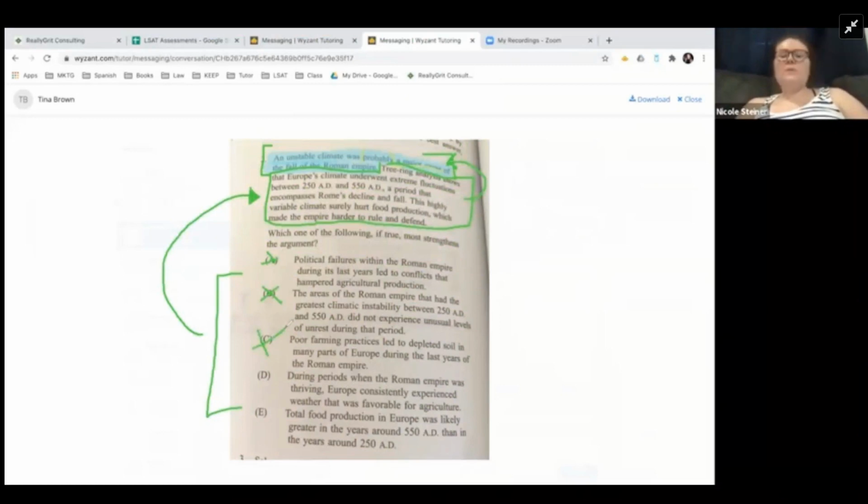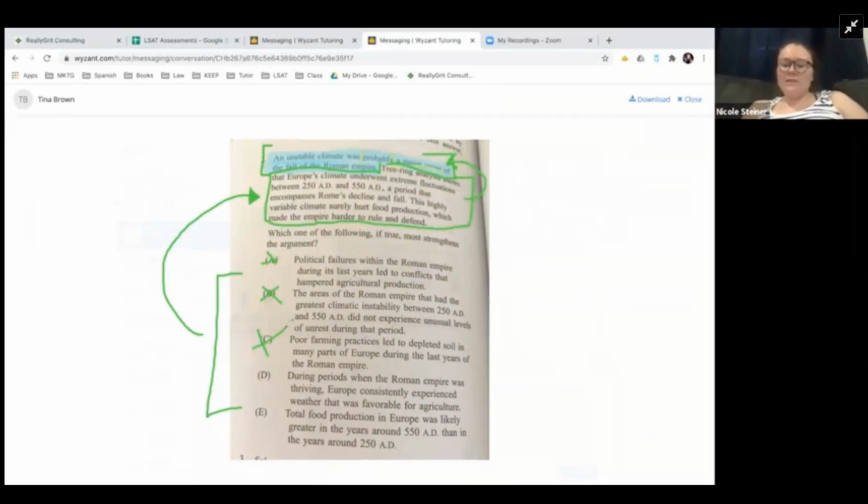D: During periods when the Roman Empire was thriving, Europe consistently experienced weather that was favorable for agriculture. Yeah, I could see that. I don't completely love that answer, but I think that would strengthen it because it would be showing the opposite: when we do have good weather, we have a favorable experience. But that doesn't really guarantee that if we take away the nice weather, we have bad food either.